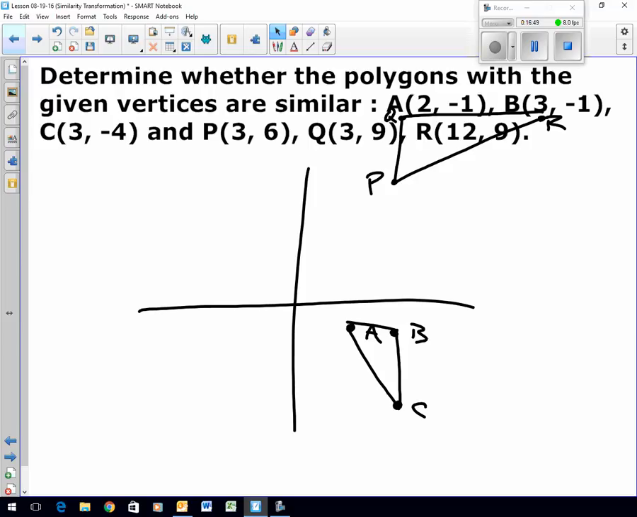Similar figures, similar polygons, have proportional sides. Okay? To figure out the side lengths here, some of them are going to be easy. How far is it from A to B? Along the x-axis, it's 1. Okay? How far is it from B to C? Right, 3. Along the y-axis, it's 3.